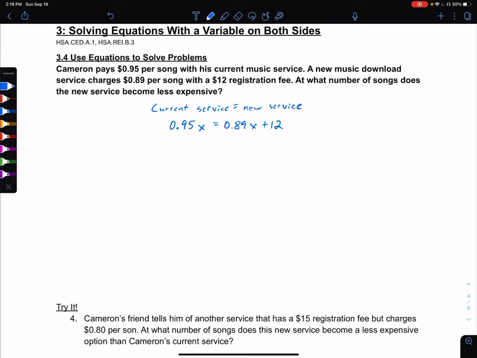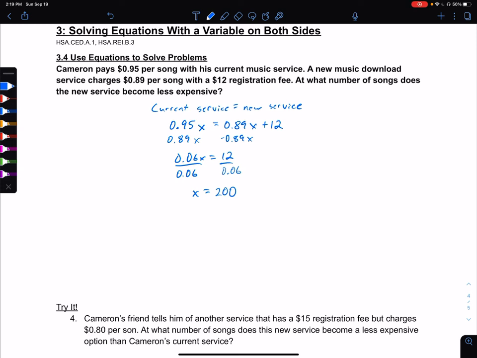Now we have our equation, so we can solve. All right. Subtract 0.89x from each side. This is a pretty easy equation to solve. It's only going to be 2 steps. So this would be 0.06x. That would be equal to 12. And then we would divide by 0.06. Be careful typing in your decimals. Make sure you put 0.06, not 0.6. And then 12 divided by 0.06 is going to equal 200.